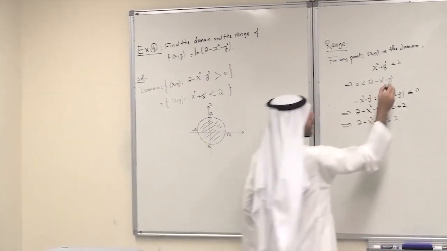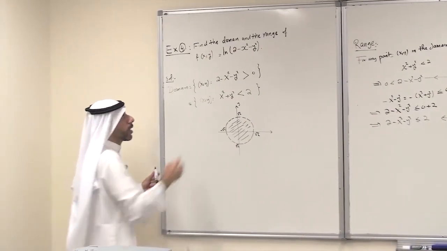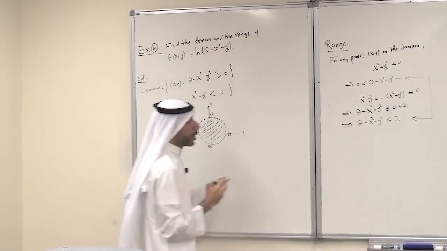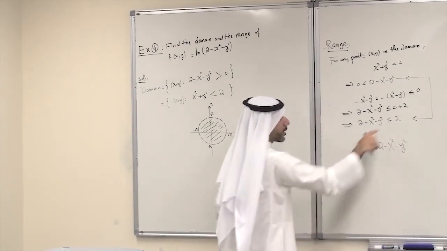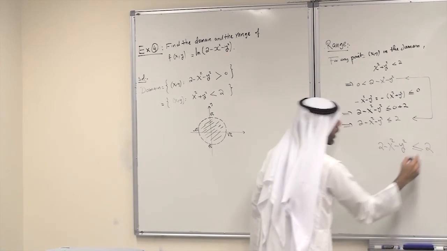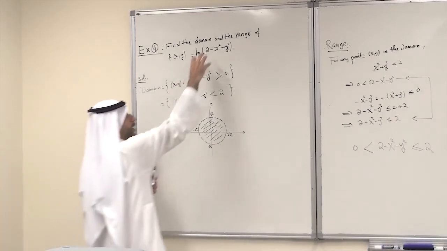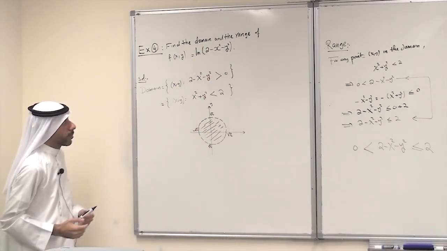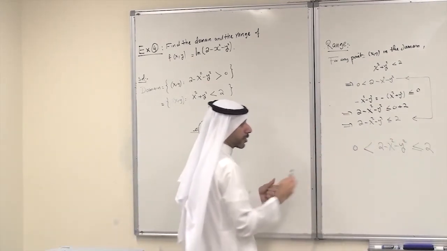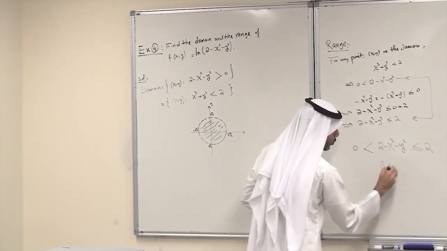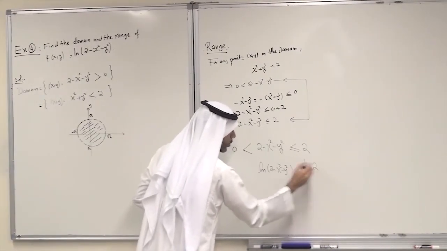Okay, so I have two inequalities. For any point in the domain, 2 minus x squared minus y squared is less than or equal to 2, and it is greater than 0. So what is inside the ln is between 0 and 2. Well, I need the ln of this quantity. In that case, take ln of each side. So this becomes ln of 2 minus x squared minus y squared less than or equal to ln 2.